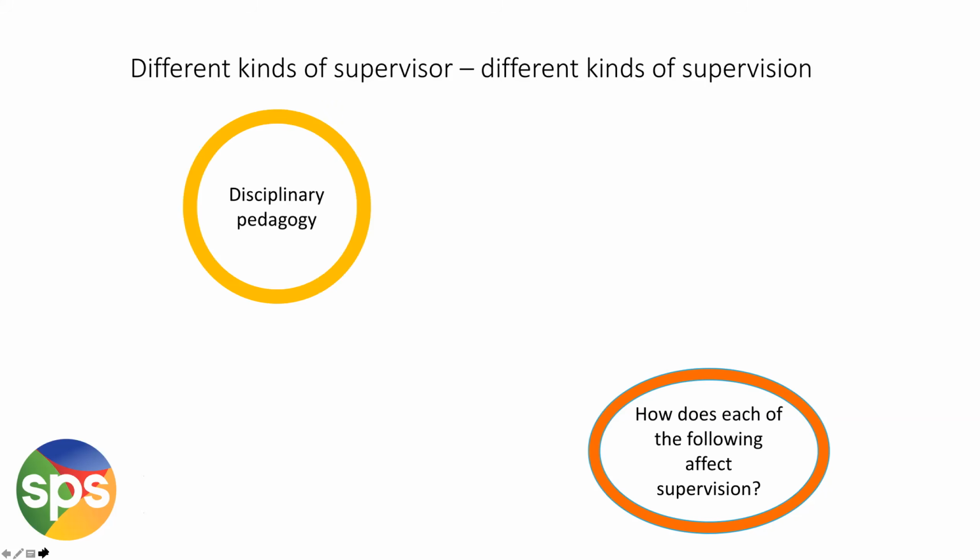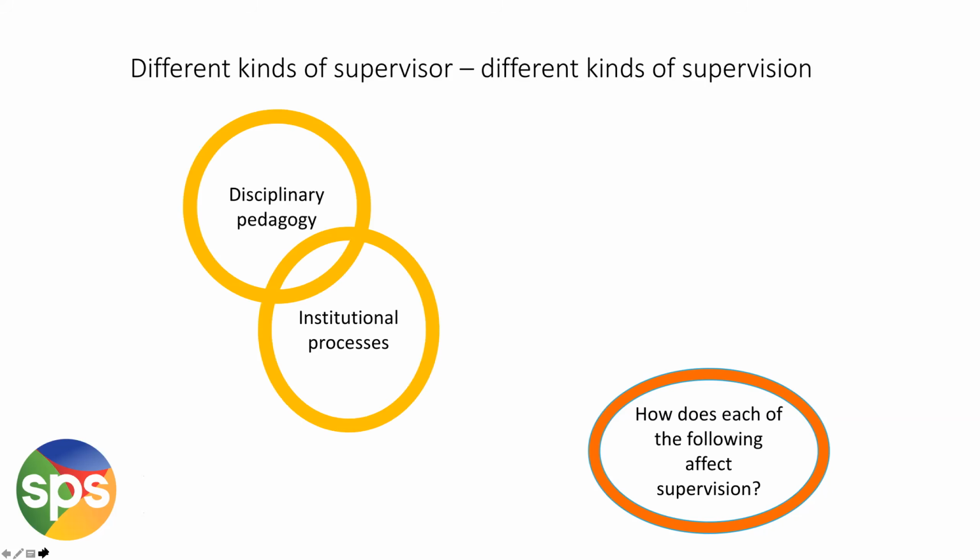how does the disciplinary pedagogy affect how you supervise? The nature of the knowledge in your discipline will have an effect on the research that you do and the way in which supervision happens in your field. I'll talk more about that in a moment. Institutional processes will also have an enormous effect on how you supervise. The ethos or culture of your institution is going to have an impact.